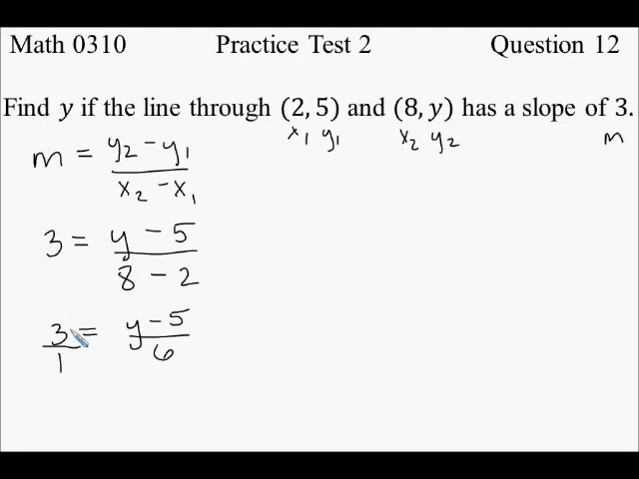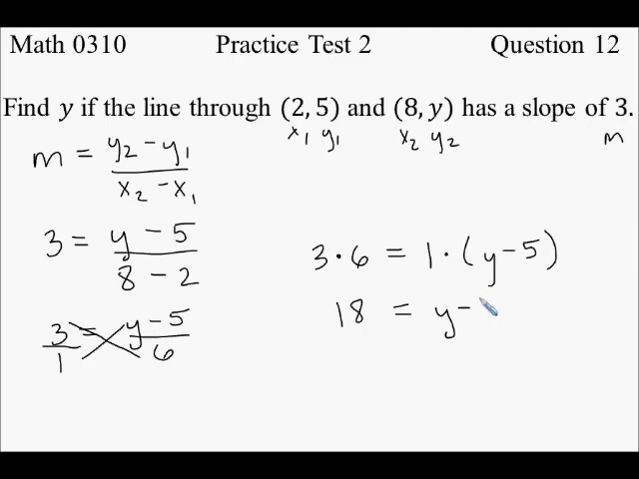The cross product tells us that 3 times 6, so that diagonal, 3 times 6 there, is going to equal the other diagonal, 1 times y minus 5. Okay, so now we can simplify both sides. 3 times 6 gives us 18, and 1 times y minus 5 is just y minus 5.